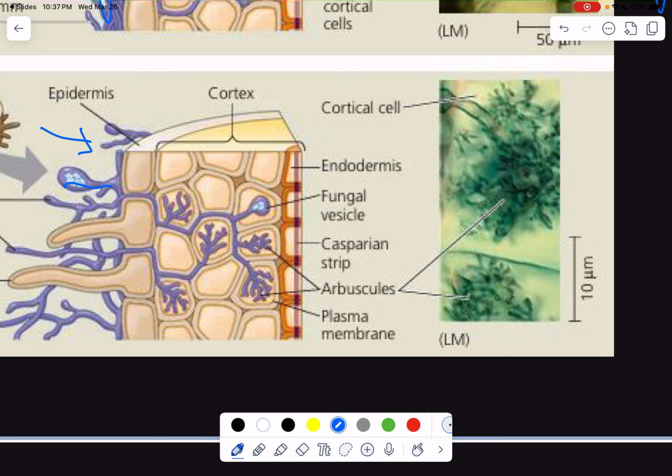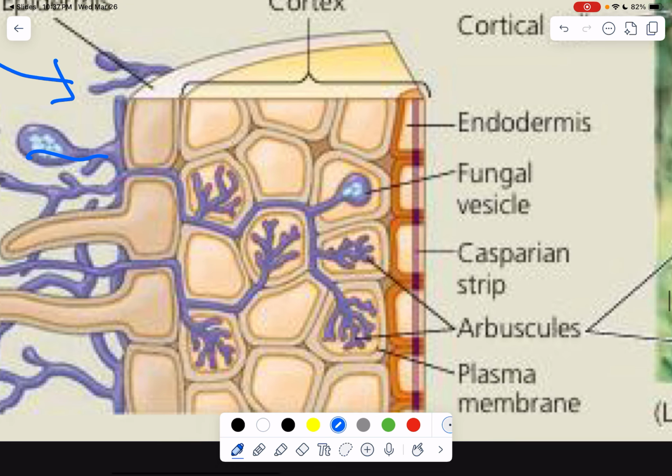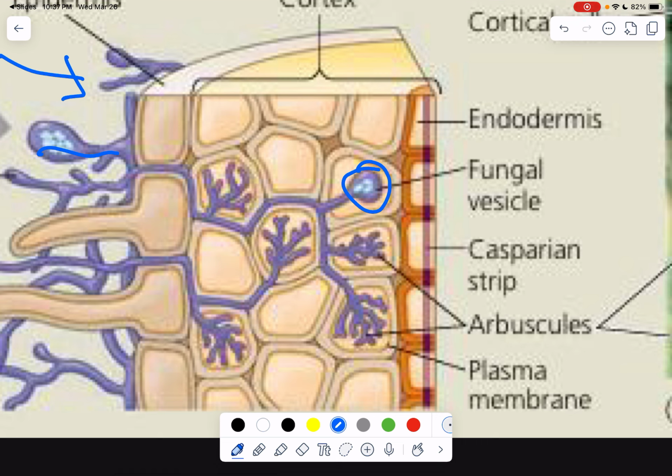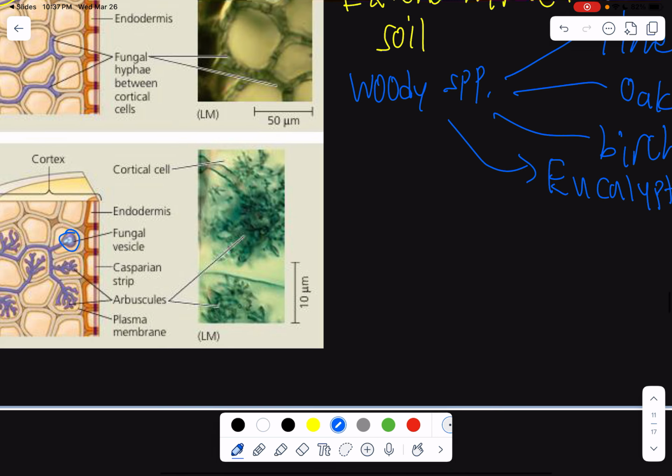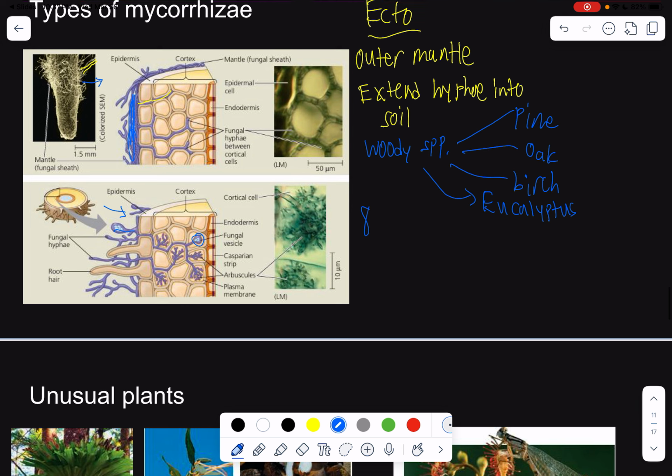Now, oval vesicles may form within hyphae, as you can see here. It's not very clear what they do, but it's surmised that they are for food storage. And these are by far the most common type. They are found in over 85% of plant species, including even most of the crops that we eat today, like maize and wheat.